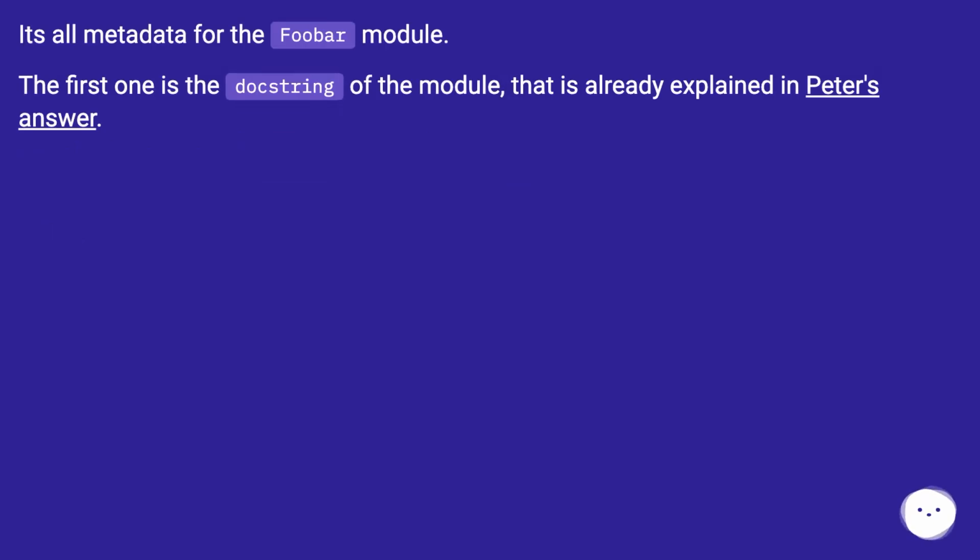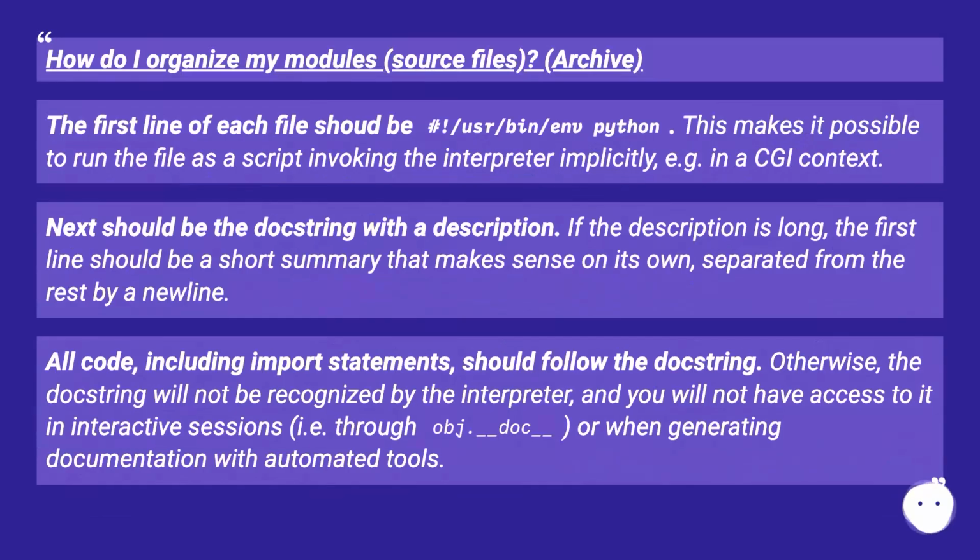It's all metadata for the foobar module. The first one is the doc string of the module that is already explained in Peter's answer. How do I organize my modules, source files? The first line of each file shall be #!/usr/bin/env python. This makes it possible to run the file as a script invoking the interpreter implicitly, e.g. in a CGI context. Next should be the doc string with a description.